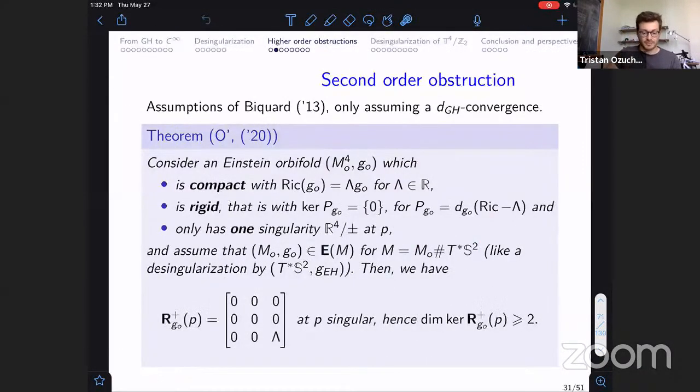Then the first obstruction found by Biquard told you that the dimension of the kernel was just larger than 1, and here we show that it's larger than 2. What's important here is that this type of curvature is what you expect from Kähler-Einstein metrics. So that might motivate a question. You could ask yourself, well, that looks like the curvature of a Kähler-Einstein metric. And the whole point is that here it's only satisfied at my singular points. I don't know about the rest of the manifold.